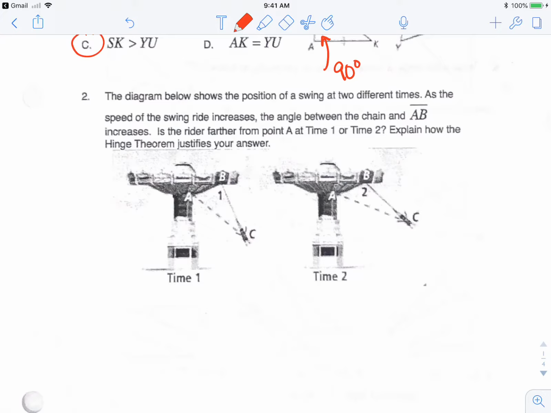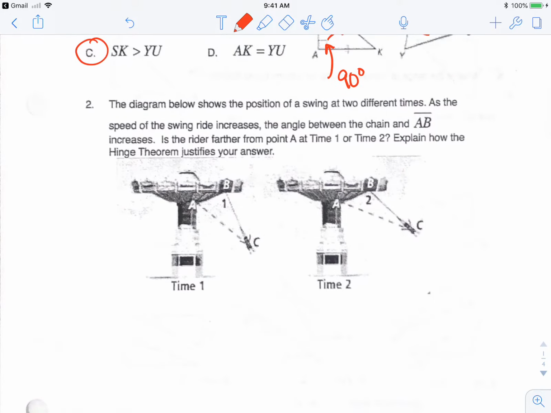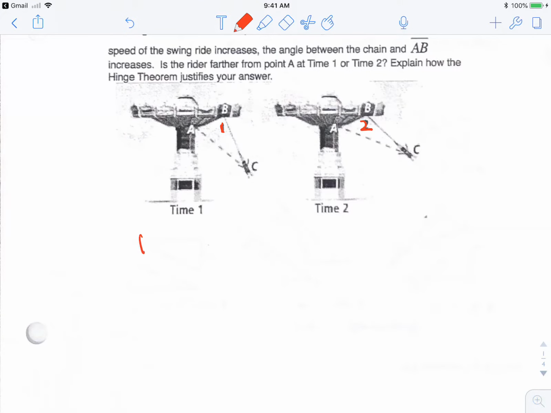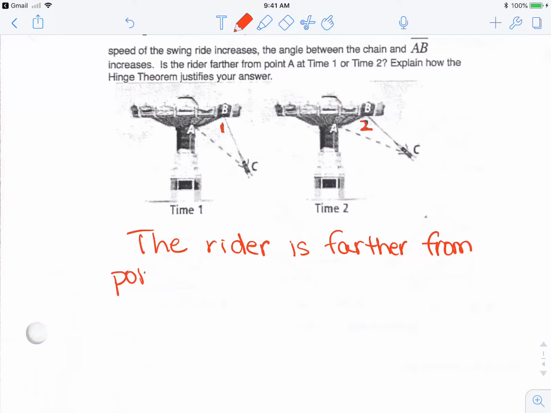We have the diagram showing the position of the swings at two different times. We have angle 1, we have angle 2. Is the rider farther from point A at time 1 or time 2? Explain how the Hinge theorem justifies your answer. Well, looking at these two, the rider is farther from point A at time 2.